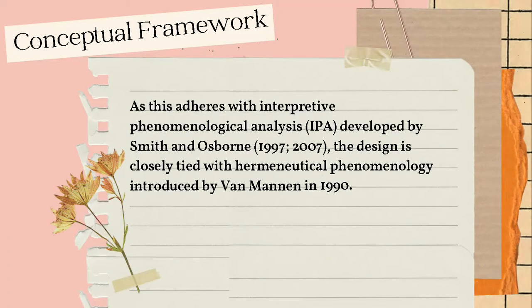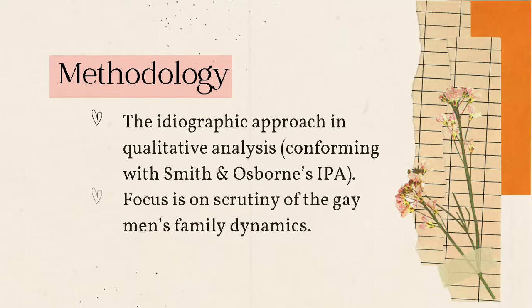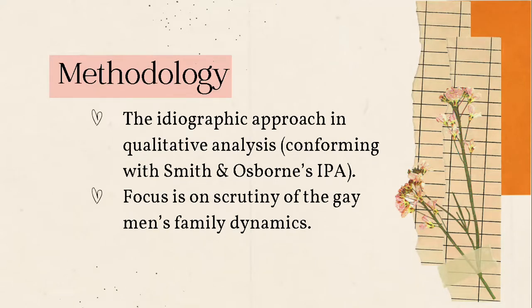For the conceptual framework, this adheres to interpretive phenomenological analysis or IPA, developed by Smith and Osborn in 1997 and 2007. The design is closely tied with hermeneutical phenomenology introduced by Van Manen in 1990. For the methodology, this is the idiographic approach in qualitative analysis conforming with Smith and Osborn's IPA. This focuses on scrutiny of the gay men's family dynamics.